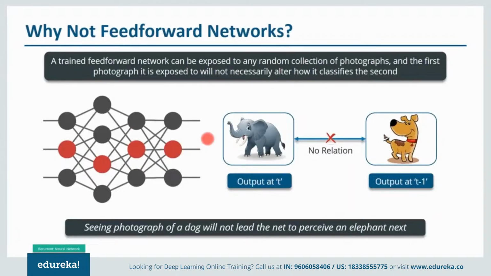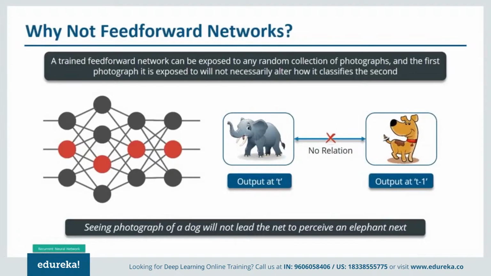Now if you notice, the new output that we have got, that is classifying an elephant, has no relation with the previous output, that is of a dog. Or you can say that the output at time t is independent of the output at time t minus 1. As we can see, there is no relation between the new output and the previous output. So we can say that in feed-forward networks, outputs are independent of each other.